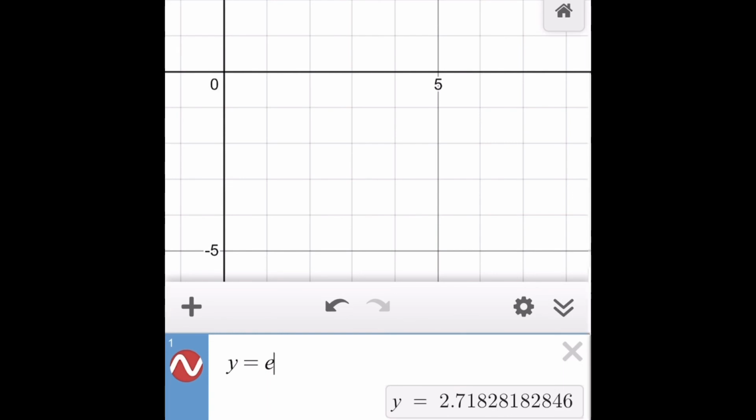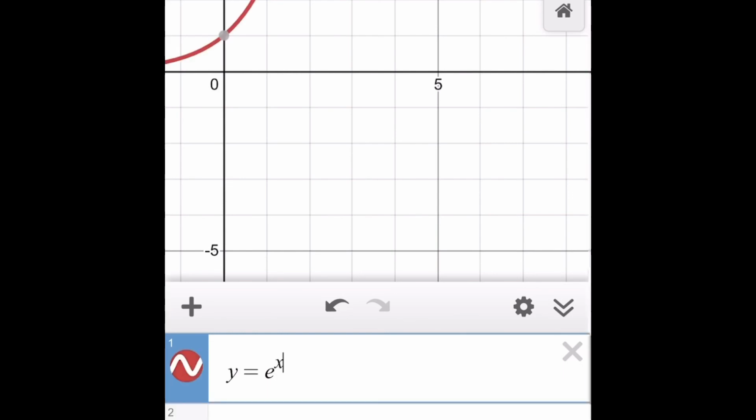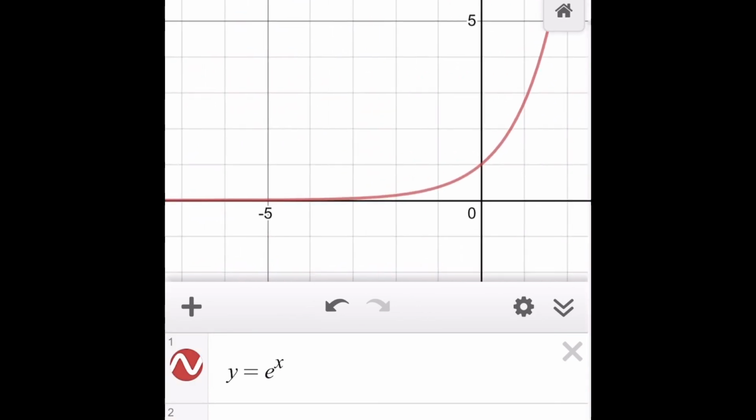And if we did e and we raised it to the power of x, okay, it's the same thing, but really you have that number 2.72 raised to the power of x, okay?